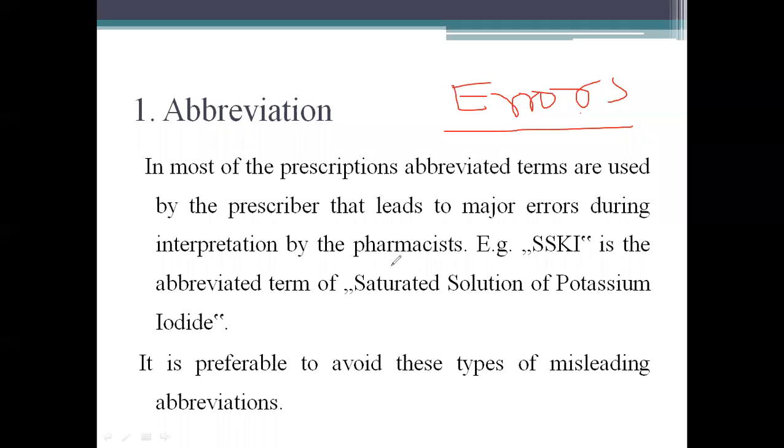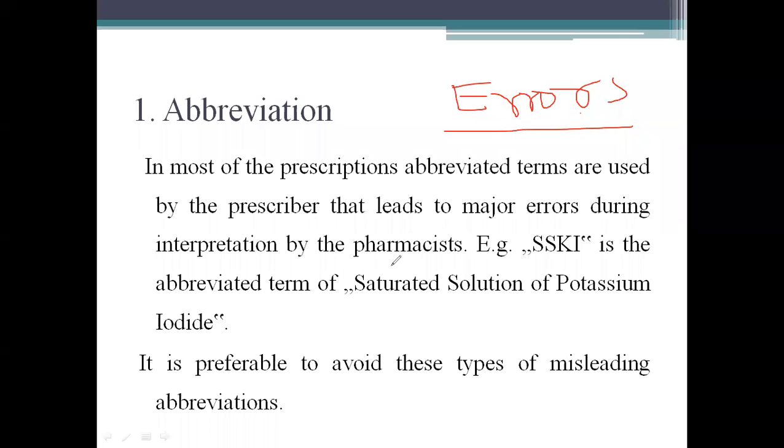And the first error is found with the abbreviation. The first error is what? Abbreviation. You know that most of the doctors write abbreviations, but in most of the prescriptions, abbreviated terms are used by the prescriber that lead to major errors during interpretation by the pharmacist. Okay, this is the confusion.